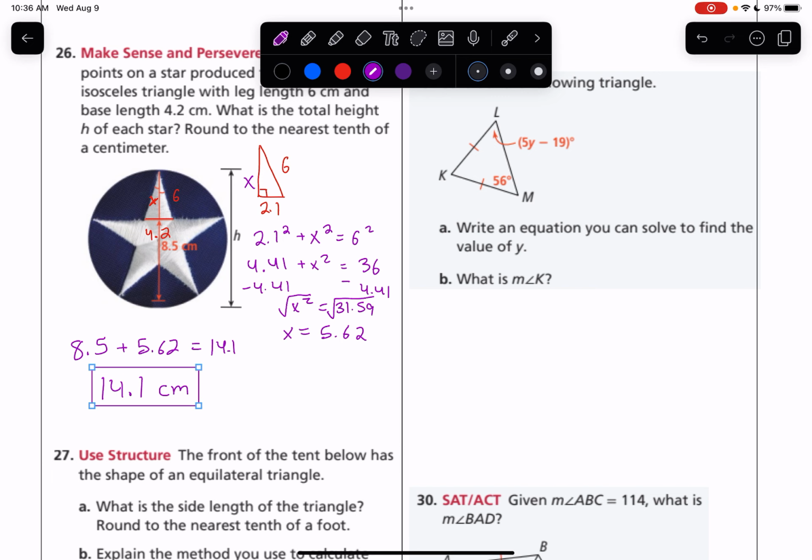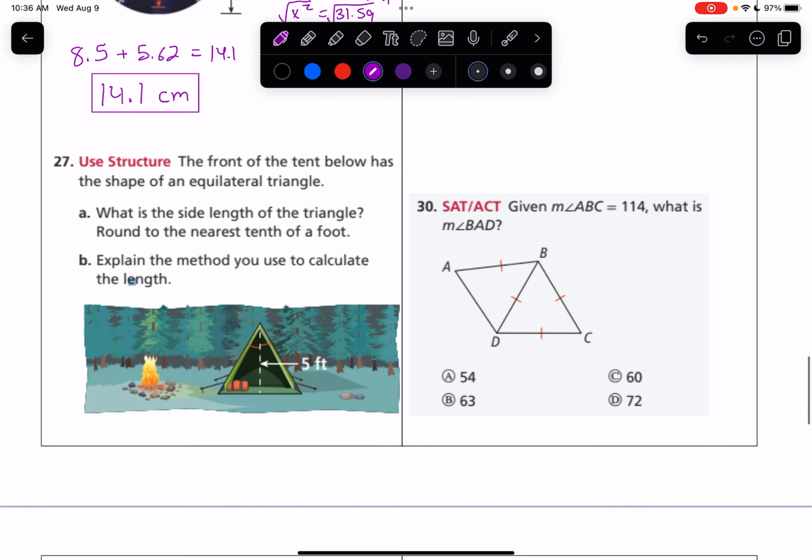There we go. Okay. Number 27, the front of the tent below has the shape of an equilateral triangle. What is the side length of the triangle? Round to the nearest tenth of a foot and explain the method you used to calculate the length. So this is tricky, okay? This is tricky because the only number they give you is the height of the triangle. They don't give you either one of the sides. So how are we going to use the Pythagorean theorem to find the side lengths of this triangle if we don't know either one of the sides?